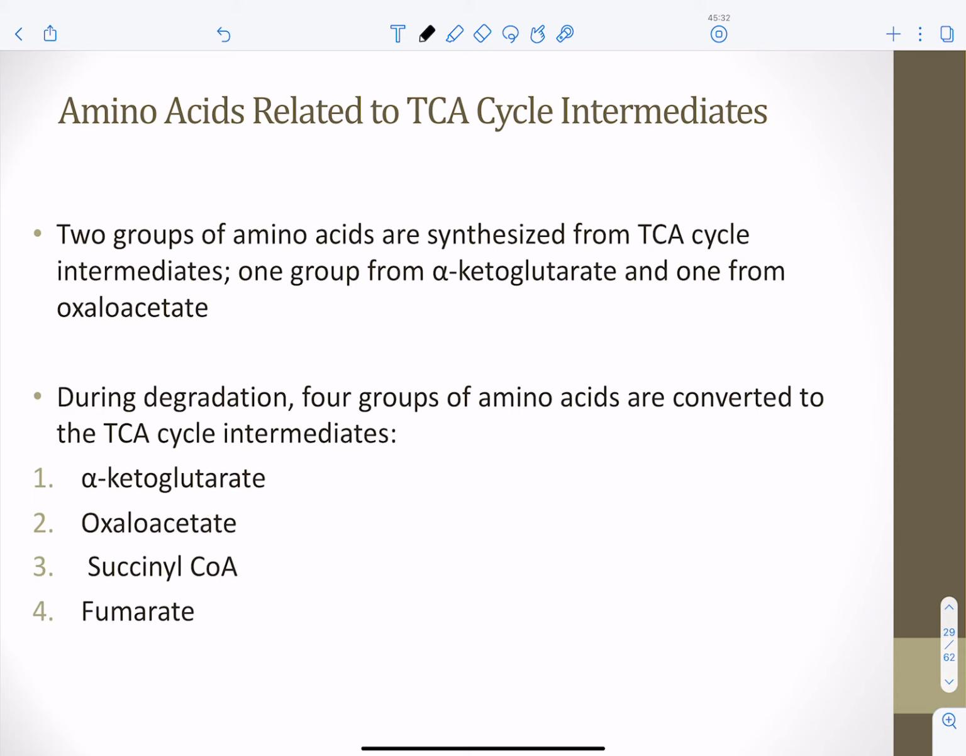Okay, so now we're moving into TCA cycle intermediates. And so just like the amino acids that came from glycolysis intermediates, the amino acids coming from TCA cycle intermediates will be built up by them and will be broken down back into them. So we have different sources or points, you might think, in the TCA cycle that are going to feed into amino acid synthesis. We have alpha-ketoglutarate, oxaloacetate, succinyl-CoA, and fumarate that are all going to play a role in the process of forming and degrading amino acids.